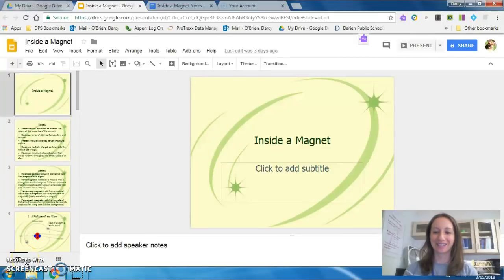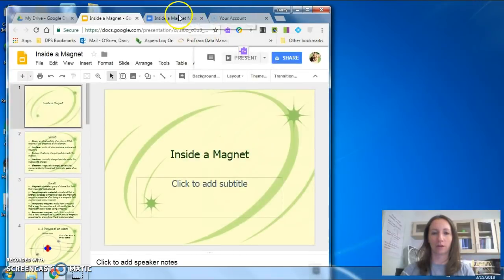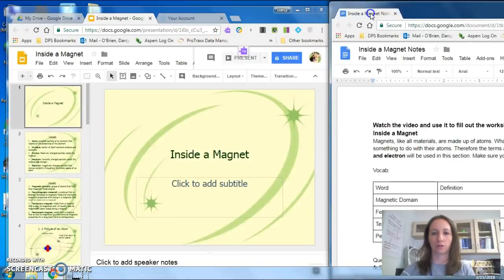Hello everybody. Today we're going to be talking about what makes a magnet a magnet. So you're going to want to make sure that you have out your Inside a Magnet note sheet while I'm talking about this. One easy way to have it open kind of side by side, if you didn't know this already, is to just minimize your screen and then pull your notes over to the side.